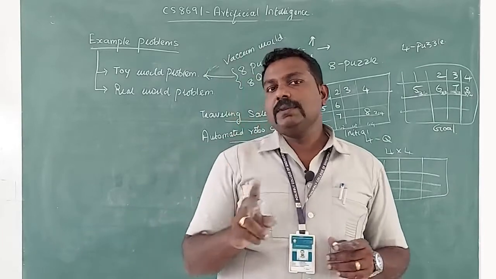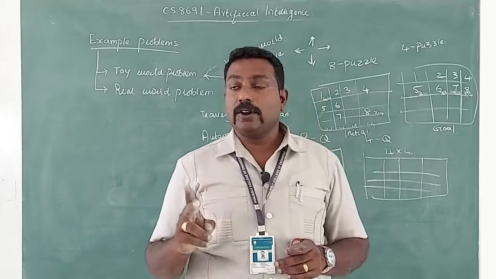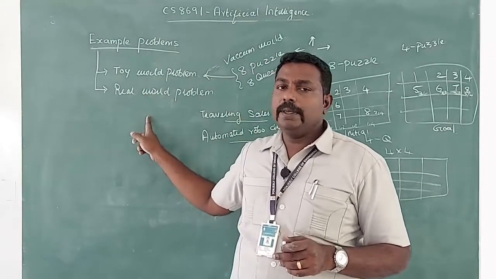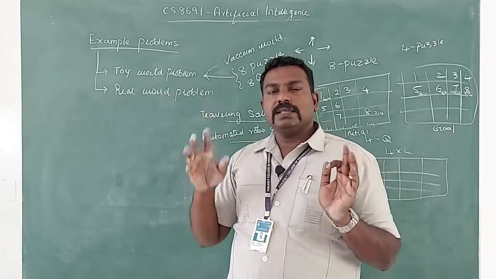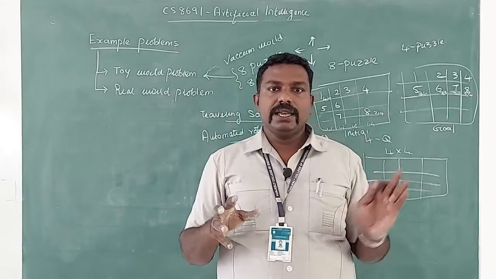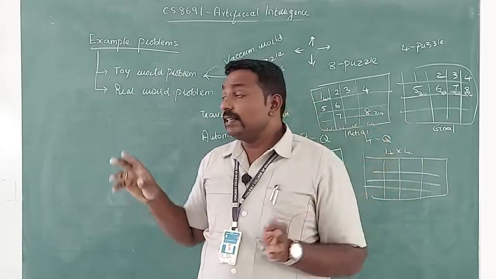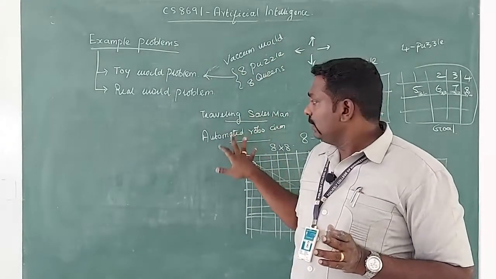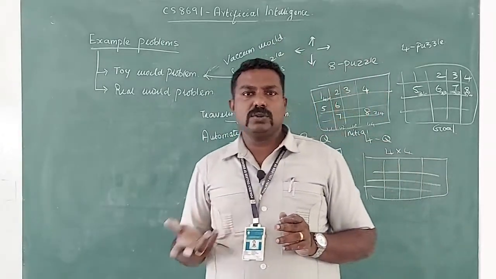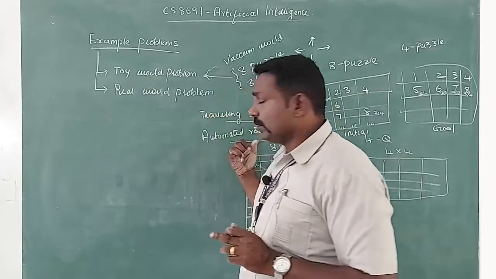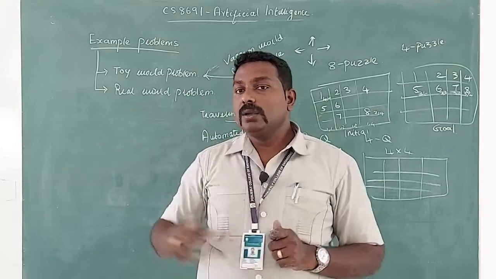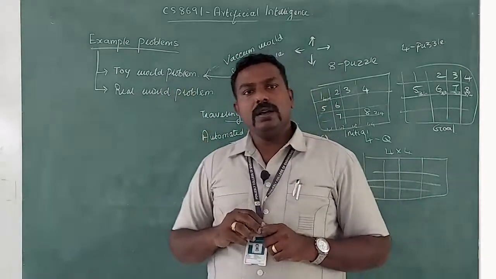Please remember there are only 2 types of example problems: one is the toy world problem and the other is the real world problem. In a toy world problem you consider only toys like the 8 puzzle and 8 queens. Whereas in a real world problem you can consider the vacuum world, traveling salesman, automated Mars rover, or automated robo arms. Anything that is implemented in real time you can consider a real world problem.